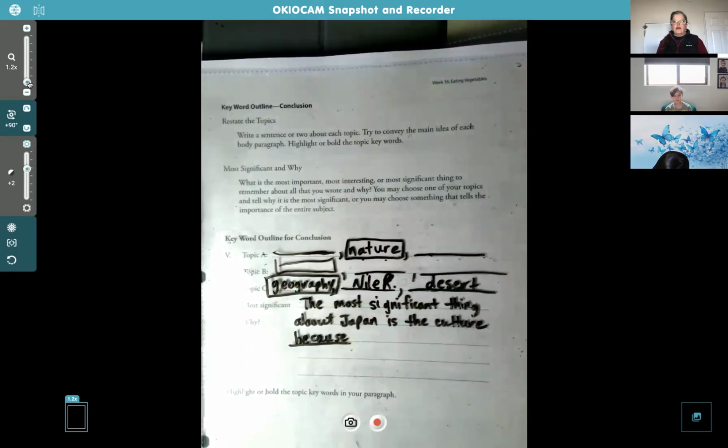How about you, Sawyer, while she's writing, what is the most significant thing about Egypt? I think it's the history. The history? Yeah, they've done a lot of interesting things. I agree with that. And the other cool thing, like I said earlier about Egypt, is that it's in the Bible. That's kind of cool. You could mention that if you wanted to. You could say the most significant thing about Egypt is the history because it dates all the way back to Bible times. If you want. You can think about that.